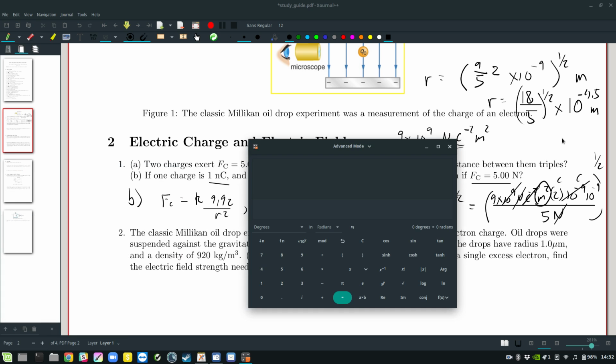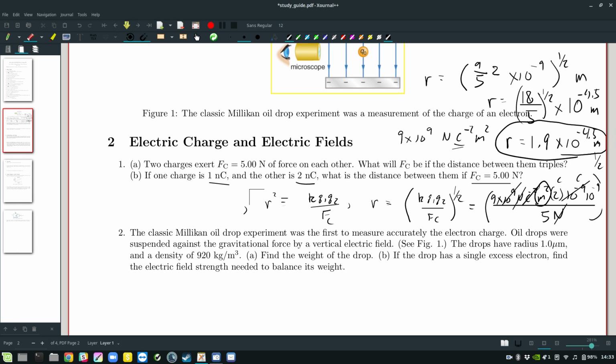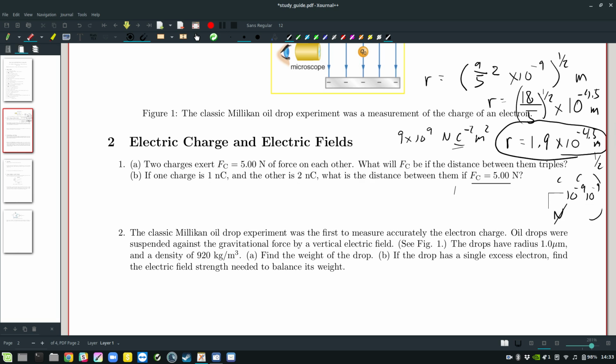So if we work out what is 18 divided by 5, that's 3.6, and we'll take the square root of 3.6 to obtain about 1.9. So that's R is equal to 1.9 times 10 to the negative 4.5 meters. So what if we were to simplify that to get the actual answer in some recognizable unit?